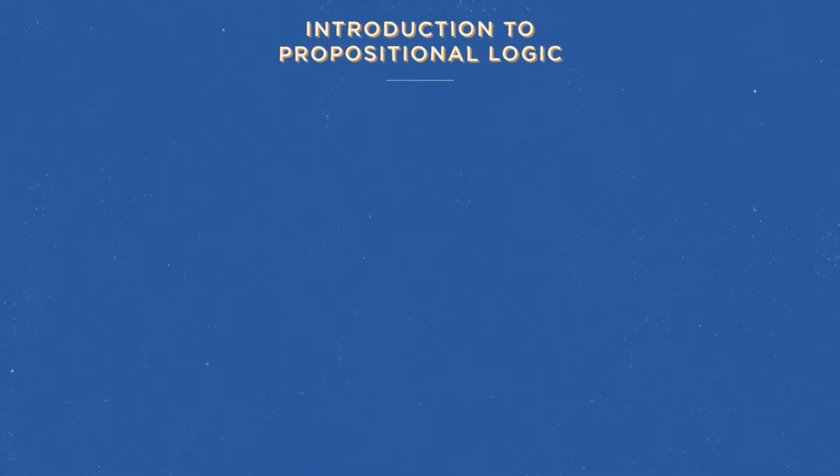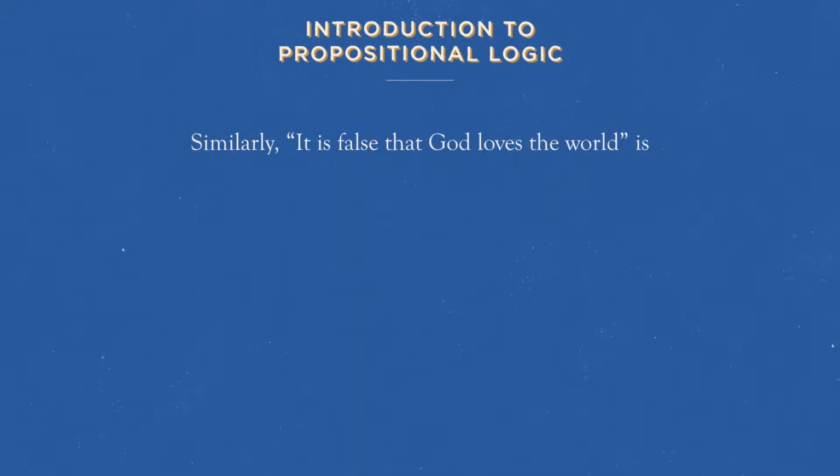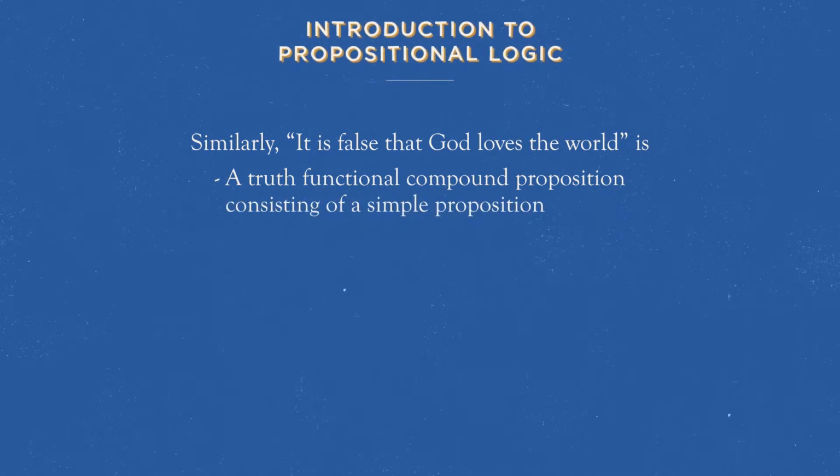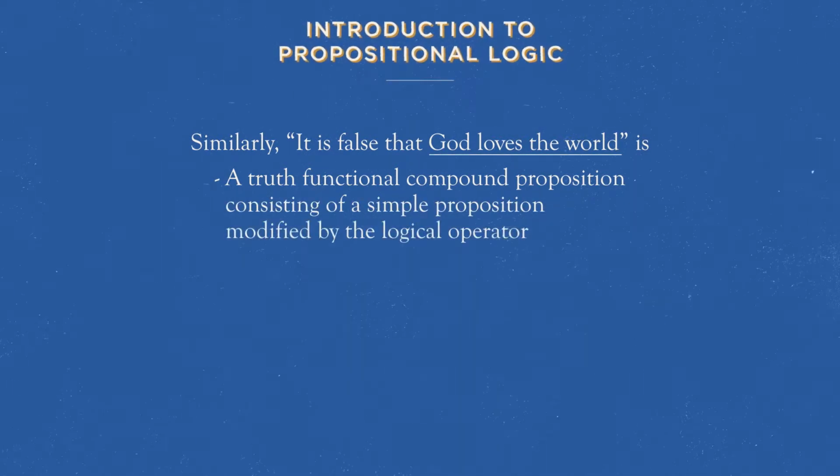Okay, similarly with this second example, it is false that God loves the world is also a truth functional compound proposition. It consists of this simple statement, God loves the world, modified by the logical operator, it is false that. And as a logical operator, it is false that is a different logical operator. Now, with this one, we haven't combined two simple propositions. We've taken one simple proposition and modified it by the phrase, it is false that. And that modification makes it a compound proposition.